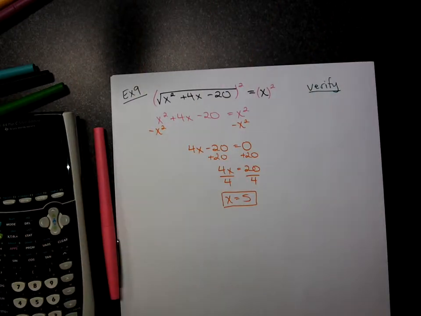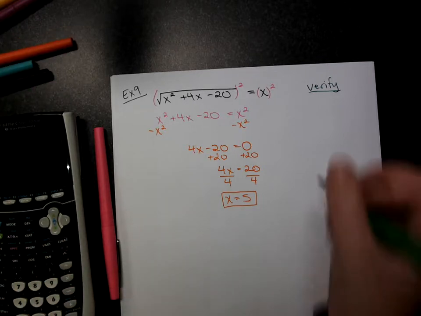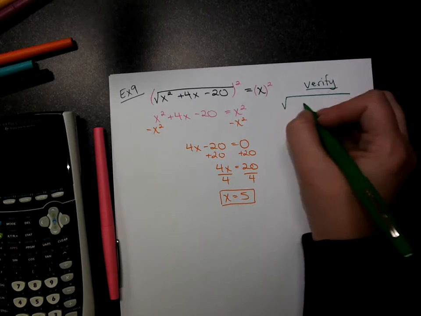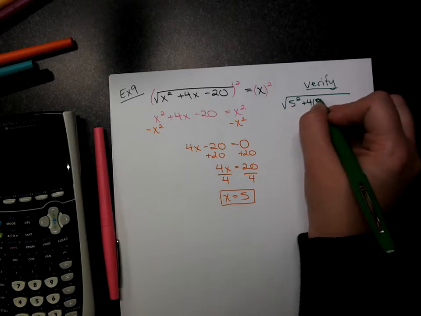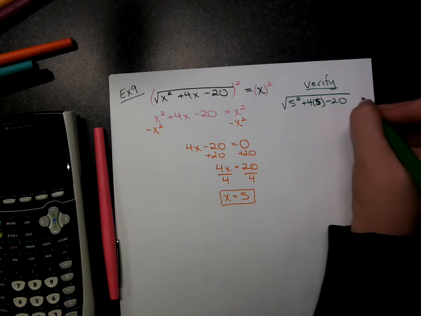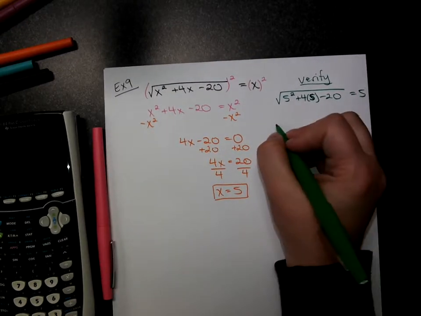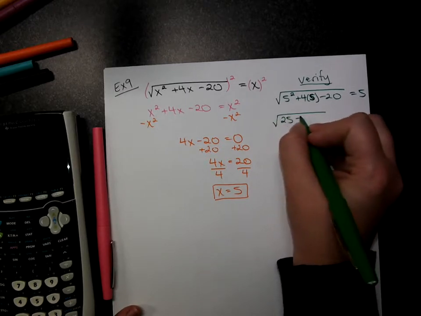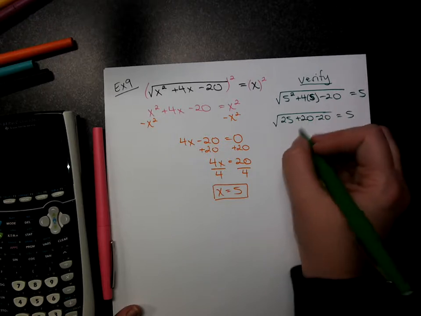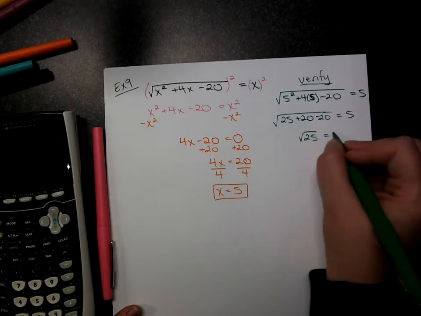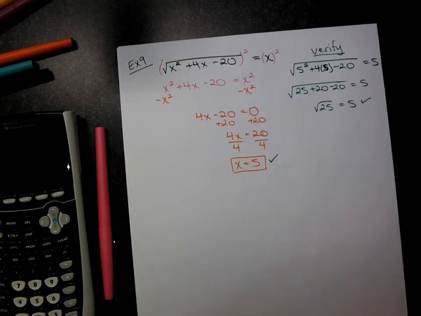Now I'm going to verify that answer. You're going to plug in 5 everywhere you see x. So we have the square root of 5 squared plus 4 times 5 minus 20, and I need to see if that would equal 5. So 5 squared is 25 plus 4 times 5 is 20 minus 20. Positive 20 and negative 20 zero out, which is just the square root of 25, which is 5. So that is a valid answer.